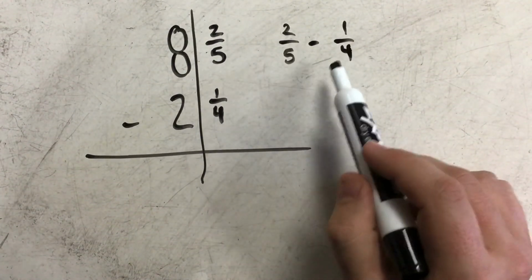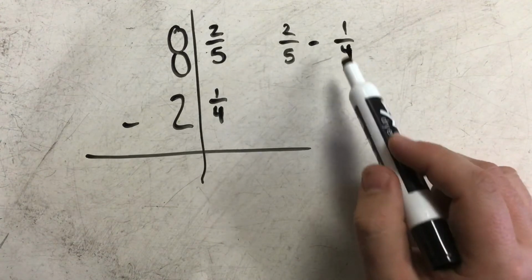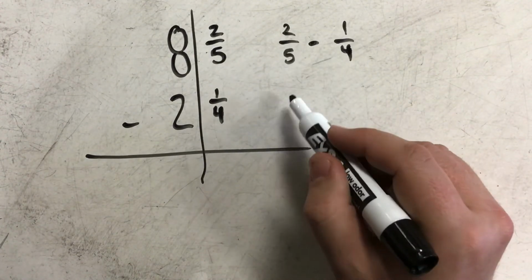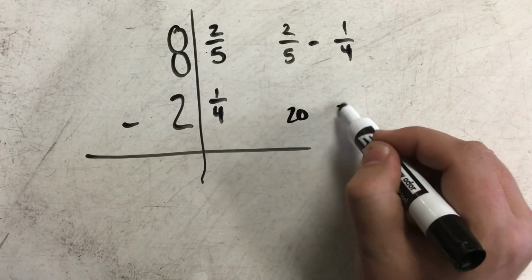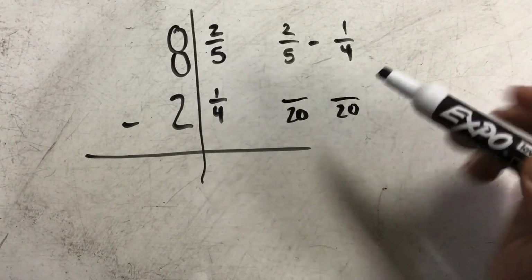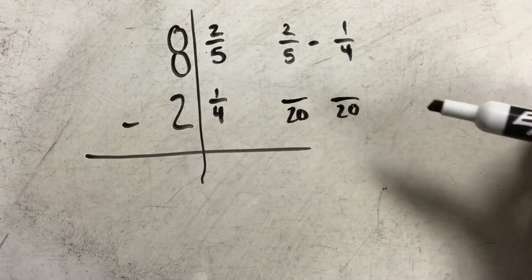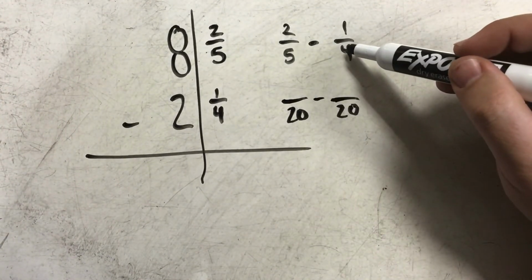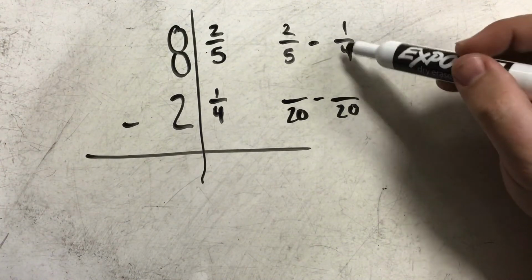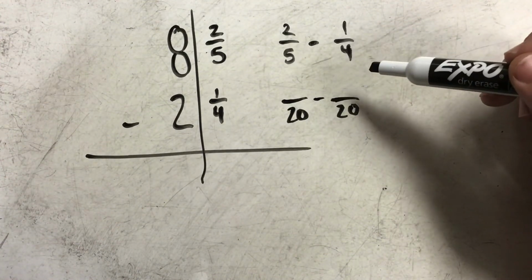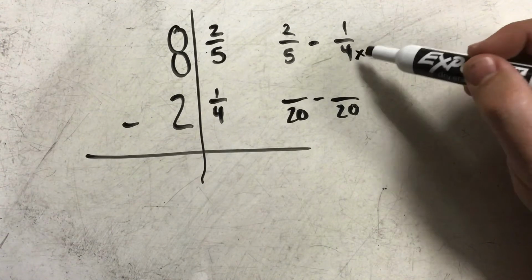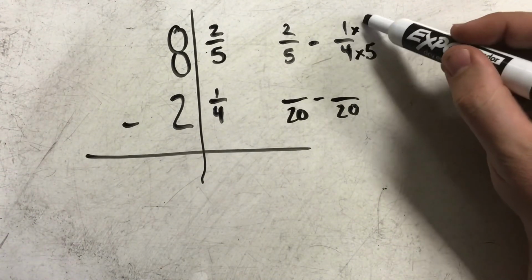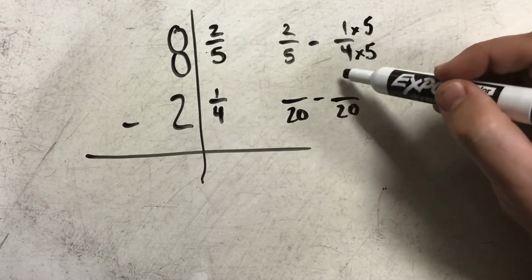Again, if I think about my multiples of 5 and my multiples of 4, the least common multiple that they both share is actually 5 times 4, which is 20. So I'm going to rewrite my fractions using 20 as the denominator. I'm subtracting. And I'm asking myself again, how did I change my denominator? Because I have to change my numerator in the same way. So from 4 to 20, I multiplied by 5. So I need to also multiply my numerator by 5. And that gives me 5.